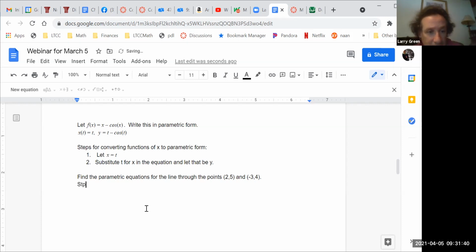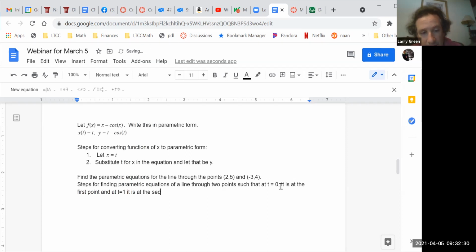Okay, so let me give you the steps for finding parametric equations of a line through 2 points such that at t equals 0, it's at the first point, and at t equals 1, it is at the second point. Okay, so step 1.